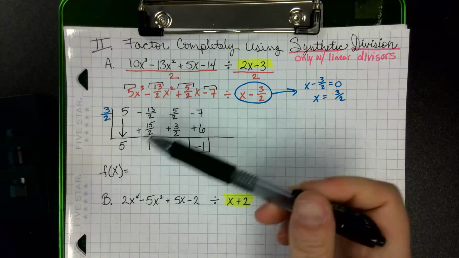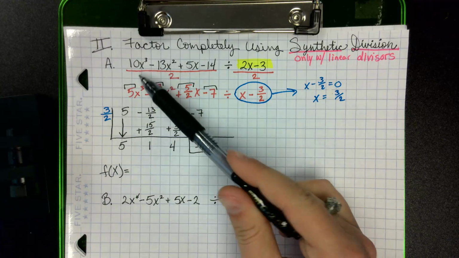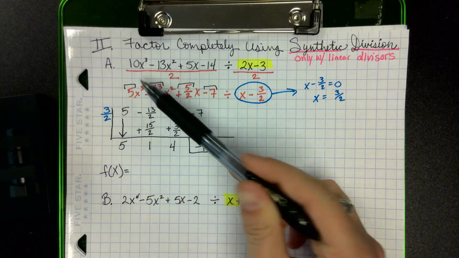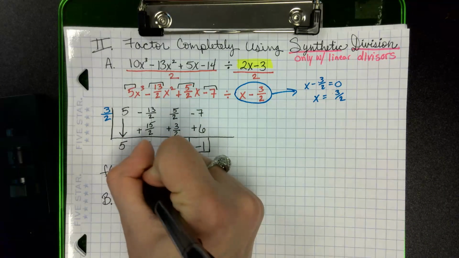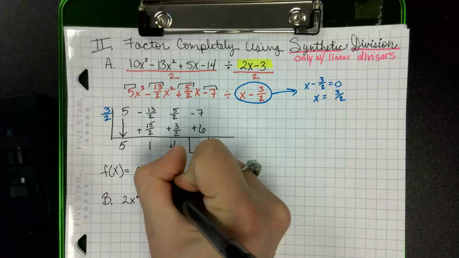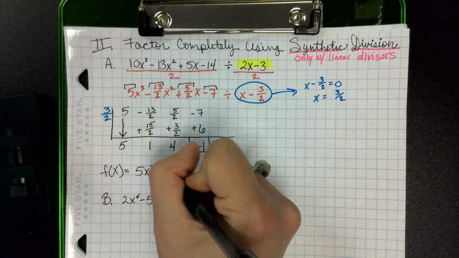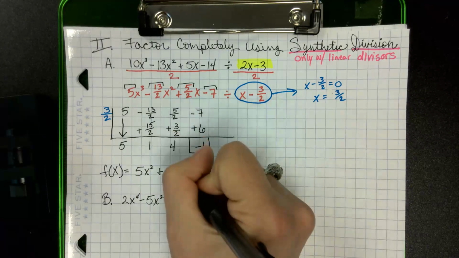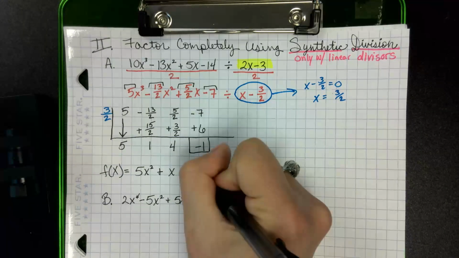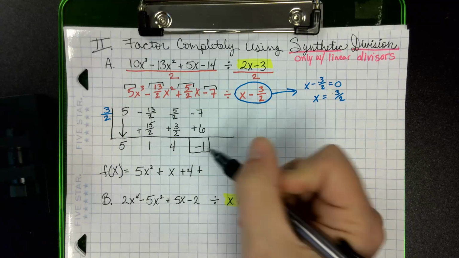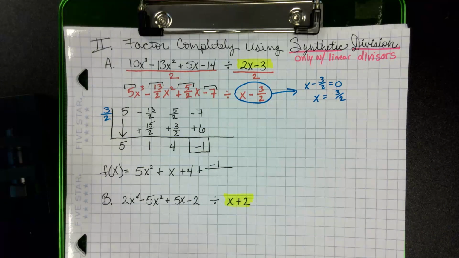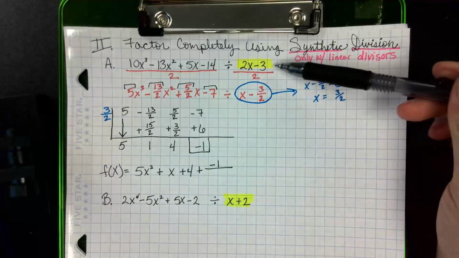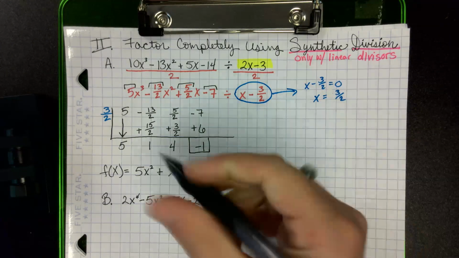It equals, I'm going to start with writing the 5. Since I started with x to the third power, the lead term is going to be 1 less than that. So I'm going to start with x squared. So this is a 5x squared plus the 1 is x, so plus x, plus 4, plus the remainder over divisor, negative 1 over what you divided by, and not the 0, but the actual divisor that you started with, 2x minus 3.